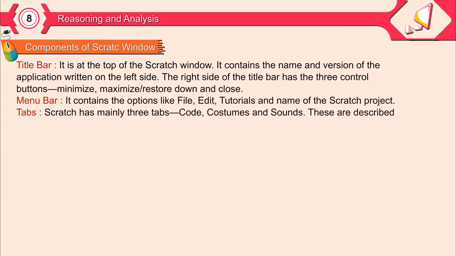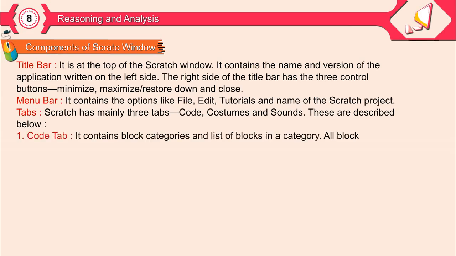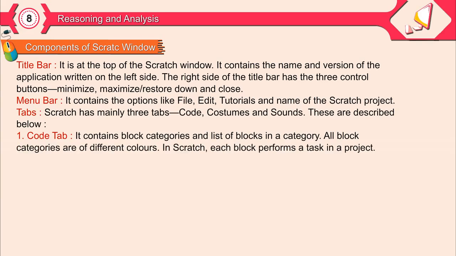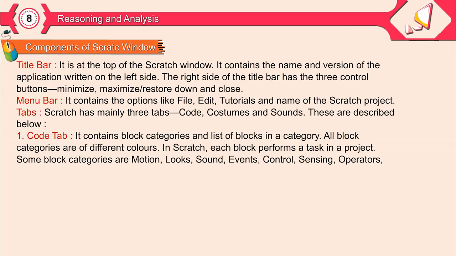Tabs. Scratch has mainly 3 tabs: Code, Costumes, and Sounds. These are described below. Code tab. It contains block categories and list of blocks in a category. All block categories are of different colors. In Scratch, each block performs a task in a project. Some block categories are motion, looks, sound, events, control, sensing, operators, variables, and my blocks.